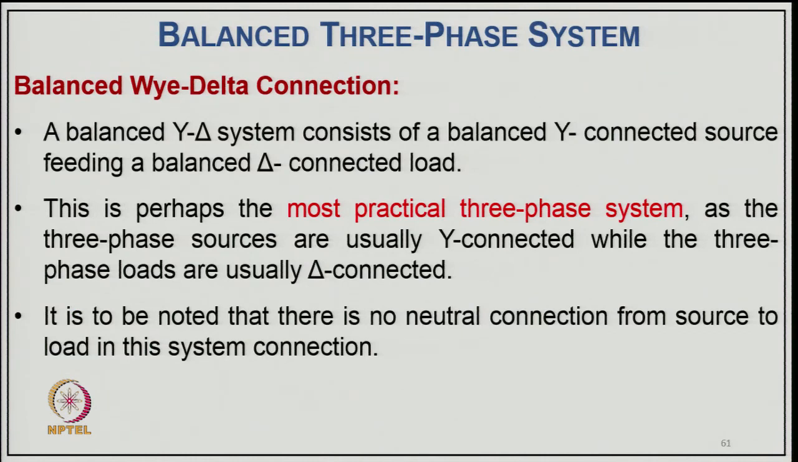Now, coming to the balanced star-delta connection. A balanced star-delta connection consists of a balanced star-connected source feeding a balanced delta-connected load, and this is perhaps the most practical 3-phase system, as most 3-phase sources are usually star connected, while 3-phase loads are usually delta connected. It is, of course, a 3-phase 3-wire system. So, it is to be noted that there is no neutral connection from source to load in this system.